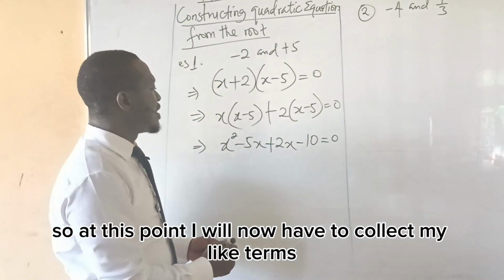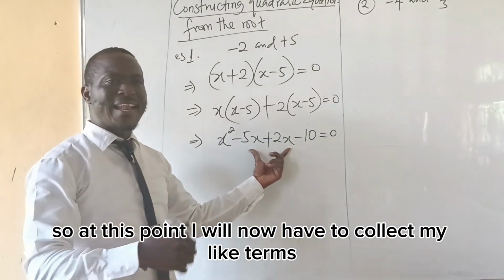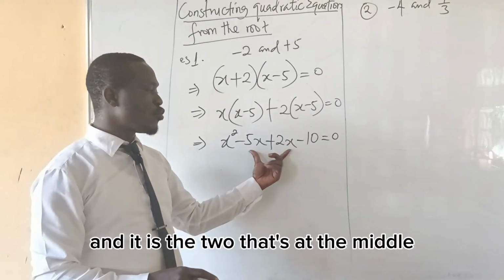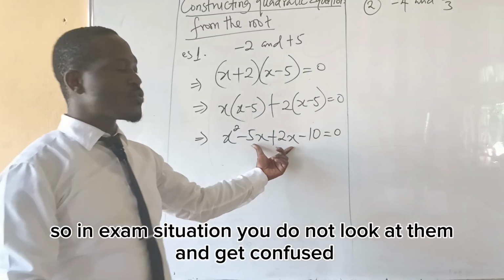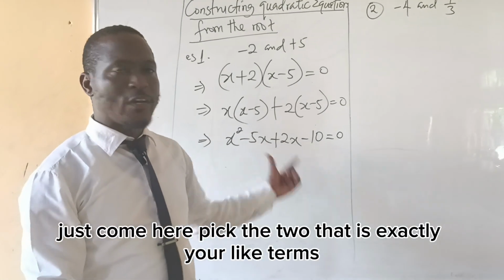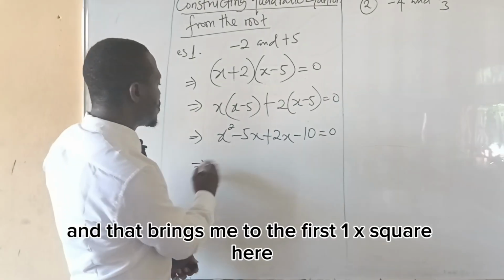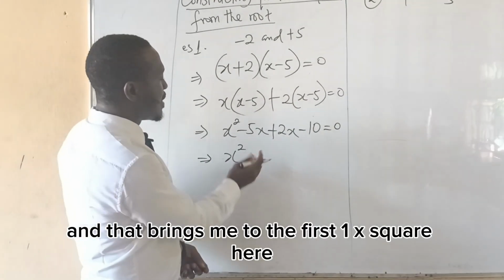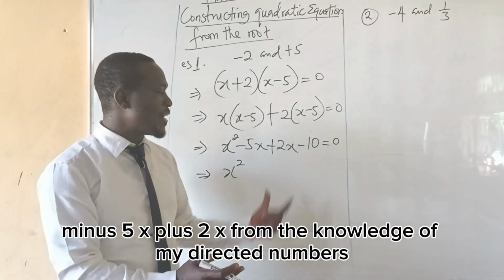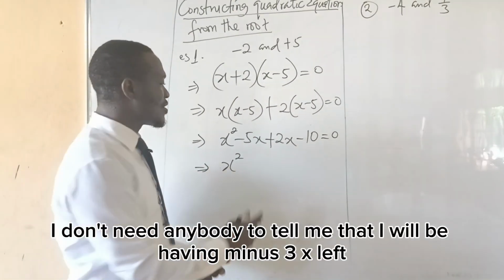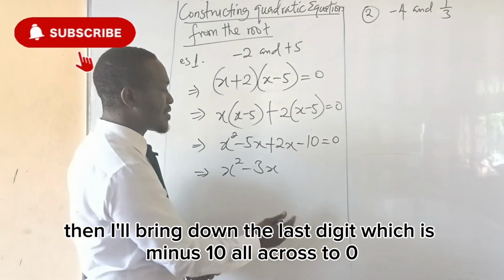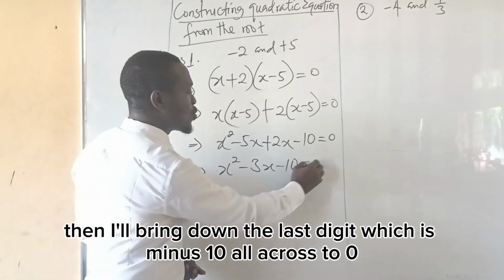So at this point, I will now have to collect my like terms. Like terms are those that look exactly alike, and it is the two at the middle. So in an exam situation, you do not look at them and get confused. Just pick the two that are exactly your like terms. That brings me to the first one, x squared. Here, minus 5x plus 2x, from the knowledge of my directed numbers, I don't need anybody to tell me that I will be having minus 3x left. Then I'll bring down the last digit, which is minus 10, all equals to 0.